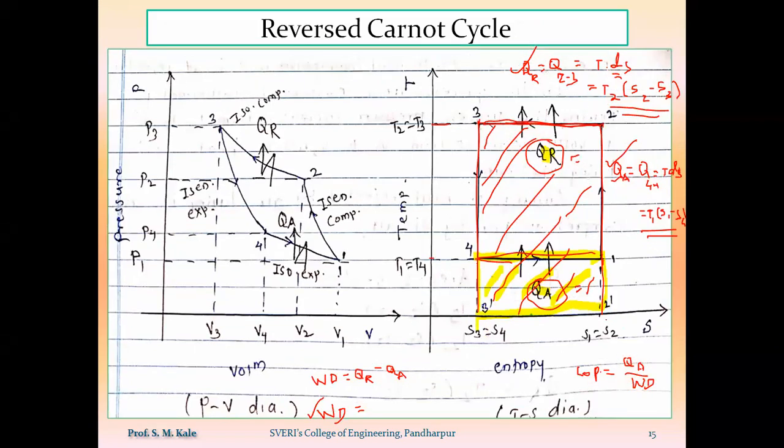Because the 1 to 2 process is an isentropic compression process, the value of S1 is equal to the value of S2. And the 3 to 4 process is an isentropic expansion process, that means the value of S3 is equal to the value of S4. That's why instead of S1, you can put the value S2, or instead of S3, you can put the value S4, or vice versa.